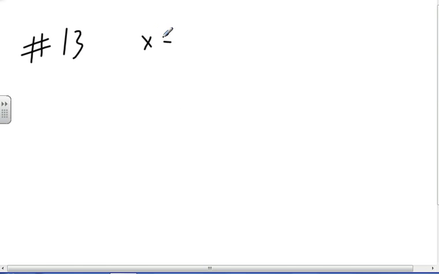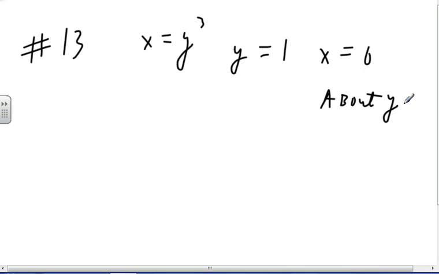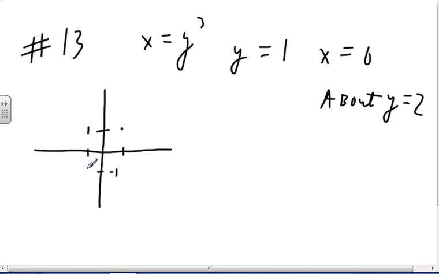Okay, I've got x is equal to y cubed, y is equal to 1, x is equal to 0, and I'm going to go about y is equal to 2. Okay, so that's what I'm going to do. I'm going to draw a picture of this. X is equal to y cubed. So when y is 1, x is 1. When y is minus 1, x is minus 1. Okay, so I got a curve that looks like that.